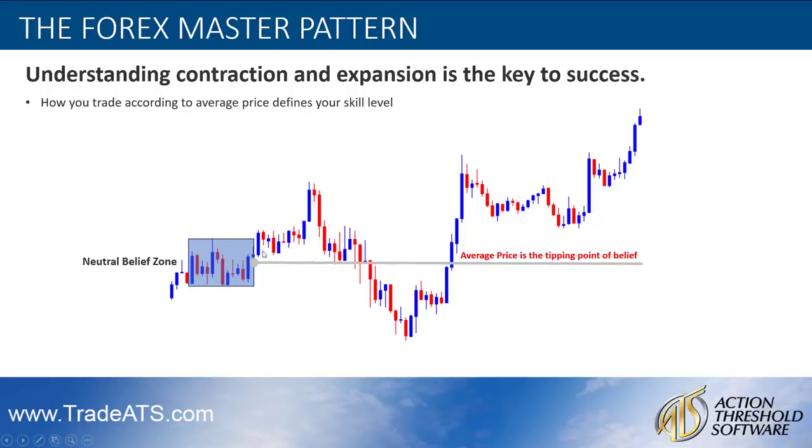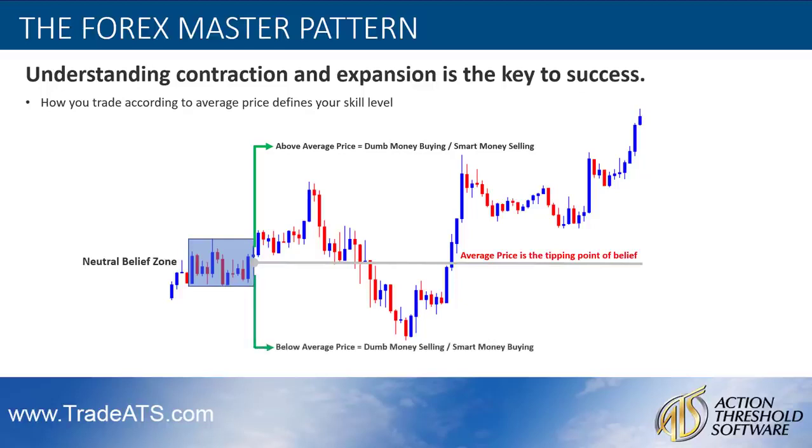Retail traders, when you're above that, they're going to want to buy. When you're below it, retail traders are going to want to sell, and that's where their beliefs are going to be tipped in either direction's favor, okay? So above average price, like I just said, dumb money is buying, smart money is selling, okay? Below average price, dumb money is selling, smart money is buying. Smart money is always doing the opposite all the time, okay?